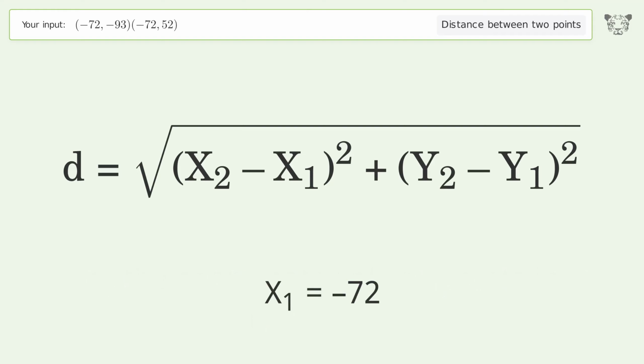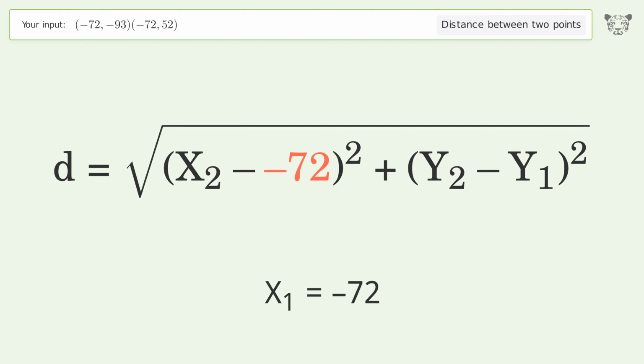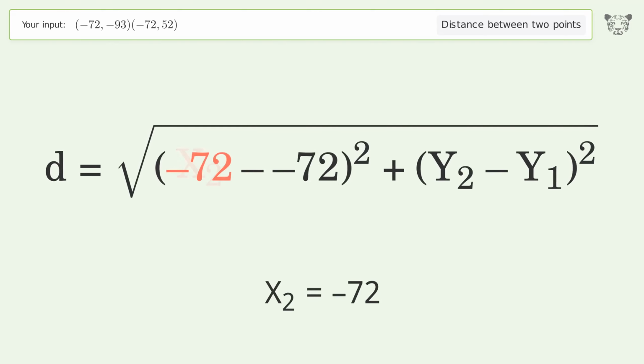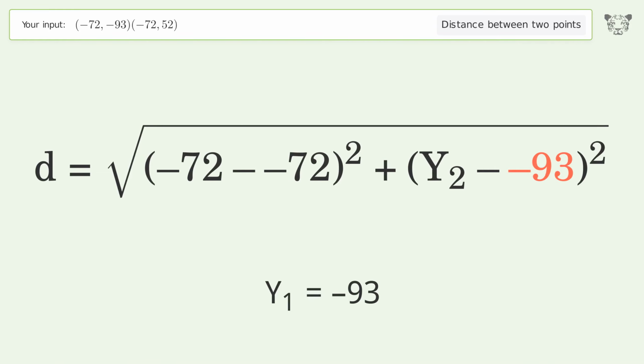x1 equals -72. x2 equals -72. y1 equals -93. y2 equals 52.